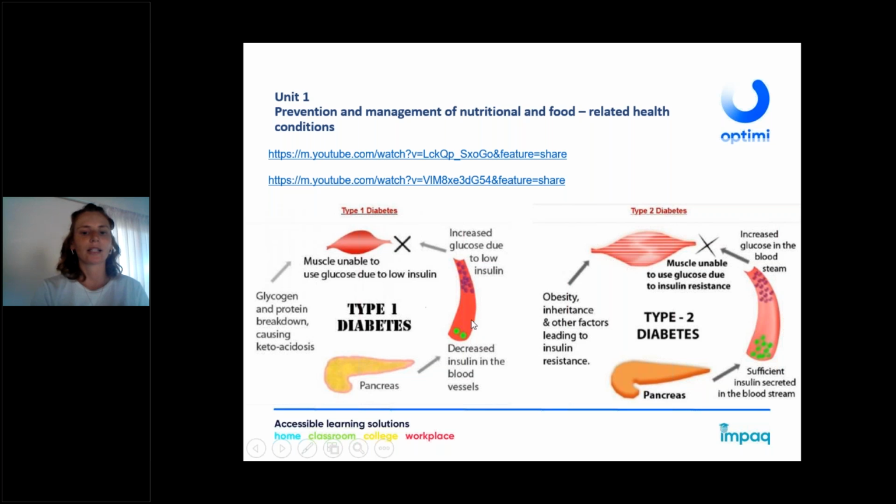Okay, so it's important to know the difference. Type 1 is when you don't have enough insulin and you can't break down the glucose. Whereas with type 2, you have insulin, but it cannot be used or it's not enough.